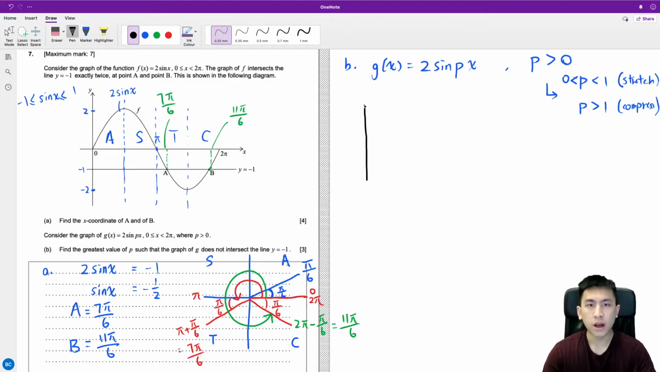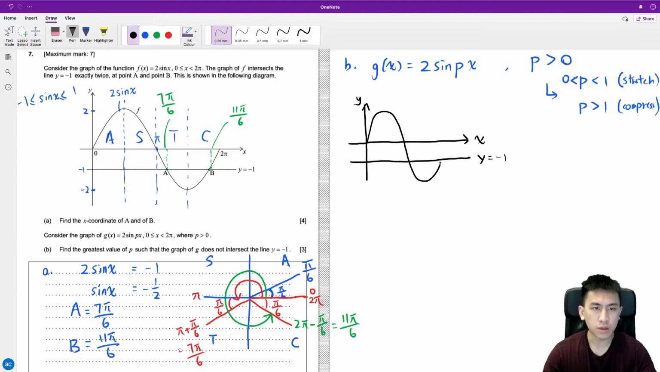So far, you have got the normal 2 sine x graph, all right, and that's your axis, that's y, that's x, and this is -1, so y equals -1, and then you have your normal 2 sine x, which crosses it twice. Right, here's the thing. Now both graphs are sketched between 0 and 2 pi.